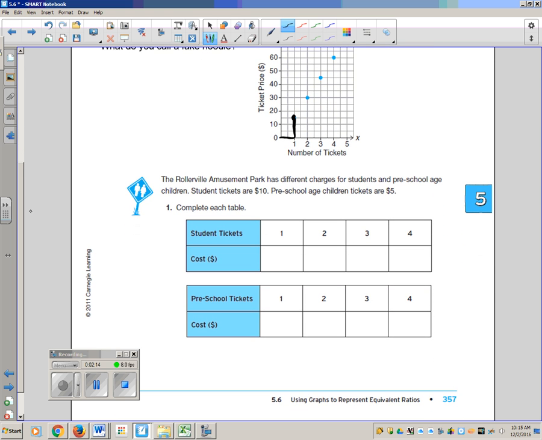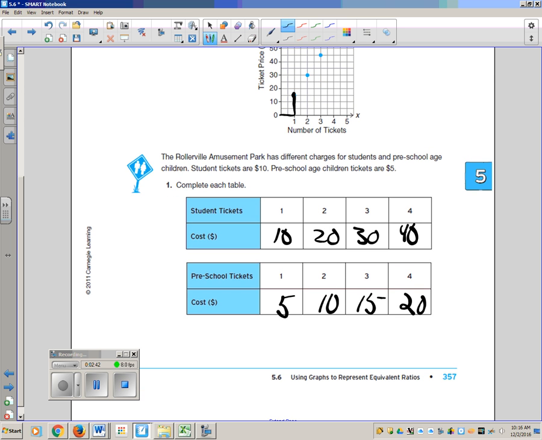The bottom of the page, the Rollerville amusement park has different charges for students and preschool age children. Student tickets are $10 per ticket. Preschool age children tickets are $5. So one ticket for a student would be $10, 2, 20, 30, and 40. Preschool, they're only $5, 10, 15, and 20. So you filled out your table.